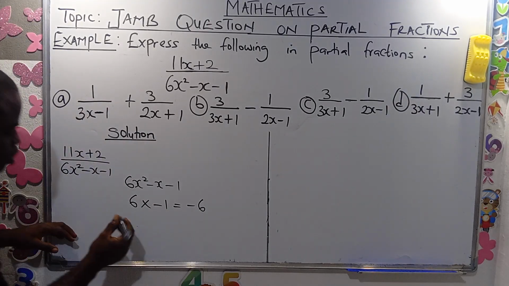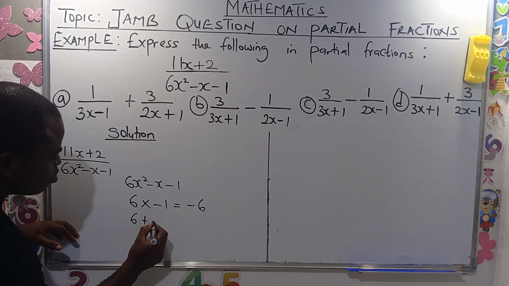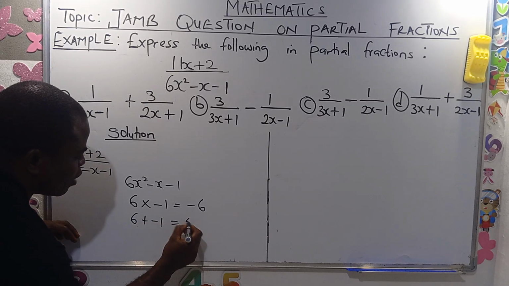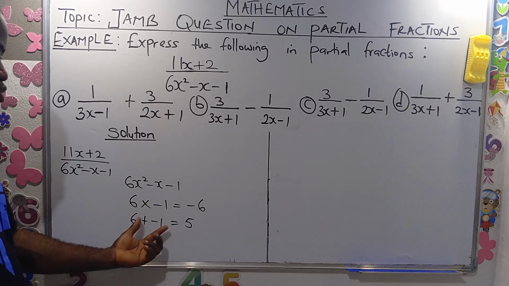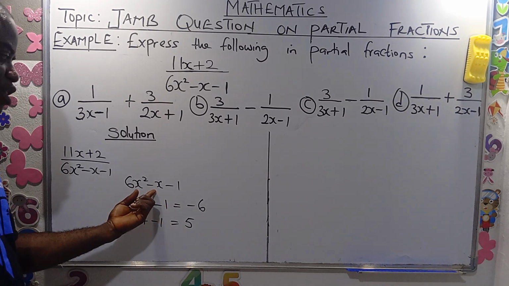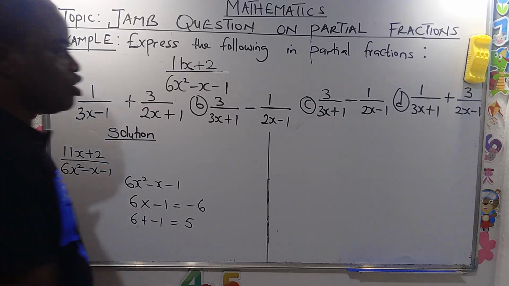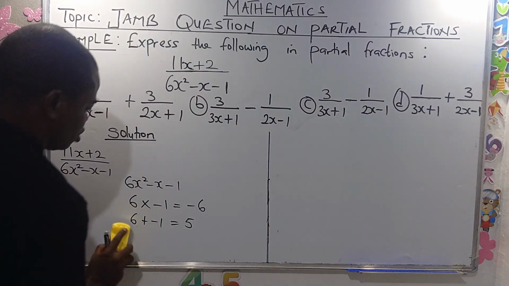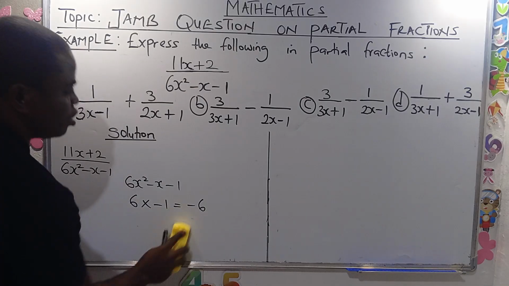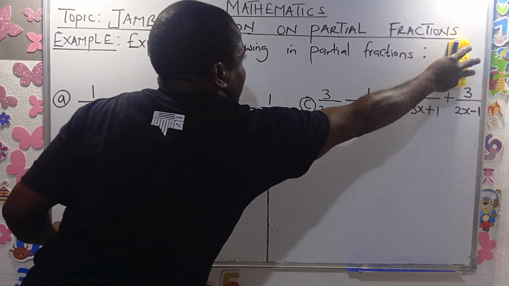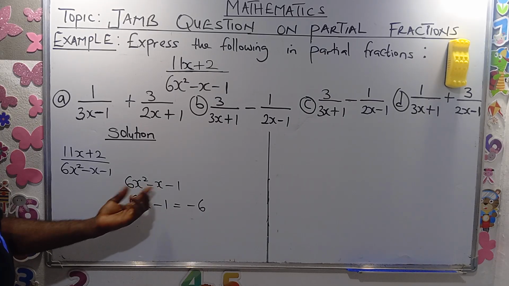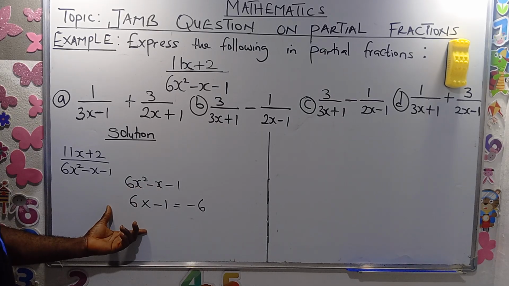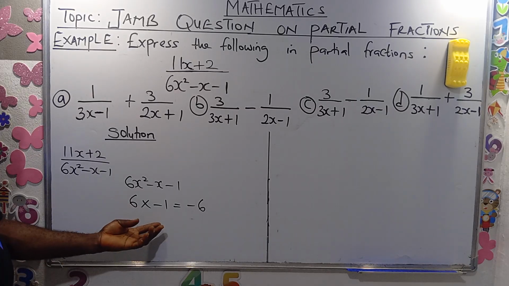But let's see what is on the board. 6 plus minus 1 is 5. When you add the numbers that you multiply, it gives you 5, and what we have as the coefficient of x here is minus 1. That means the numbers are not good for it. In some cases, the numbers you multiply together directly give you the needed value, but in this case, it didn't.